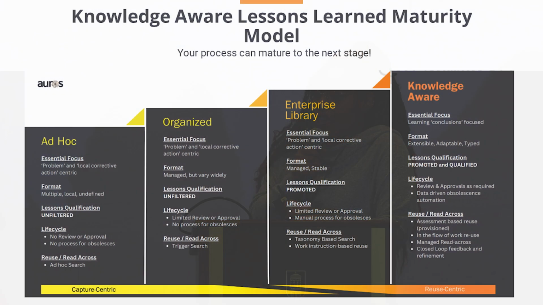And so lastly, before we get into the visual demonstration, this is an explanation of our knowledge-aware lessons learned maturity model resource. This is the tool that you can use to identify where your current lessons learned process is. Are you closer to capture-centric, where you're identifying the information, capturing it, but it's kind of just staying in its place until somebody is identified to go look at it? Or are you further along in the process, maybe with a couple of organized points or enterprise library points? You could have a mix, or your process could fit in multiple categories.